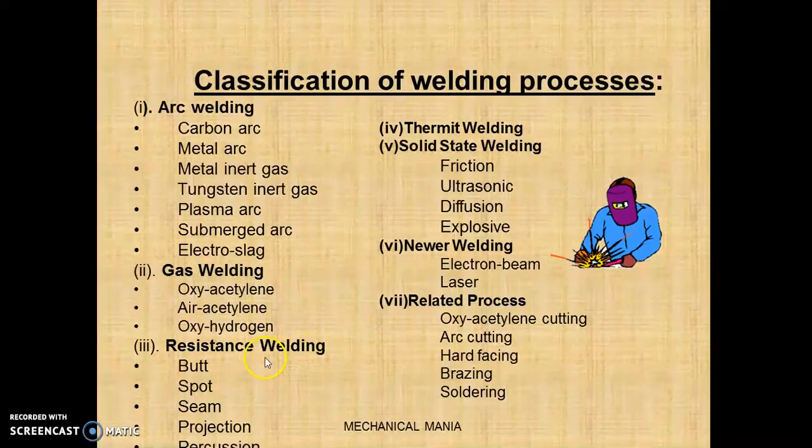Resistance welding is of different types like butt welding, spot welding, seam welding, projection welding, percussion welding, thermite welding, and solid state welding. In solid state welding there are friction, ultrasonic, diffusion, and explosive welding.